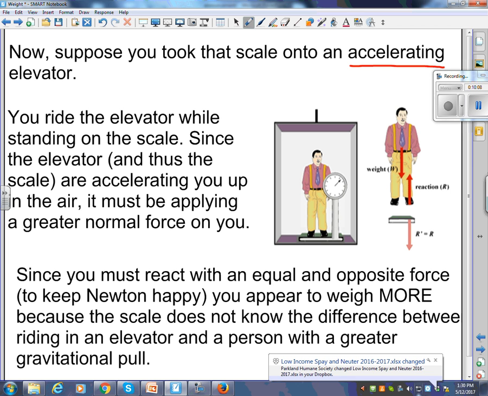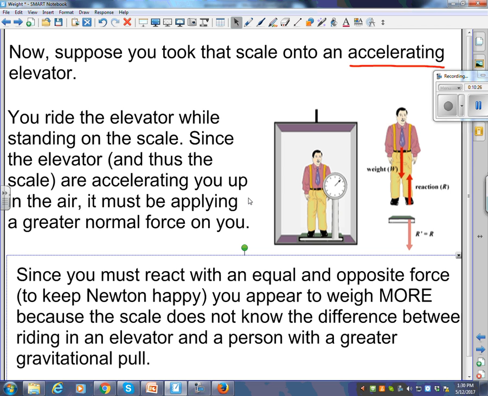Since you must react with an equal and opposite force to keep Newton happy, you appear to weigh more because the scale does not know the difference between riding in an elevator and a person with a greater gravitational pull. It doesn't know why you weigh more, and it doesn't care. It just says you weigh more. It just knows that you are.